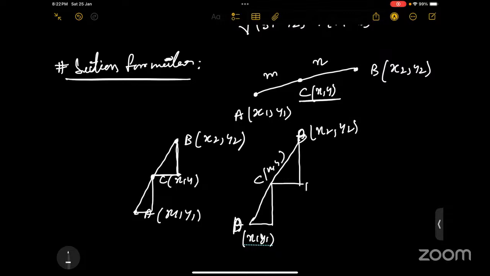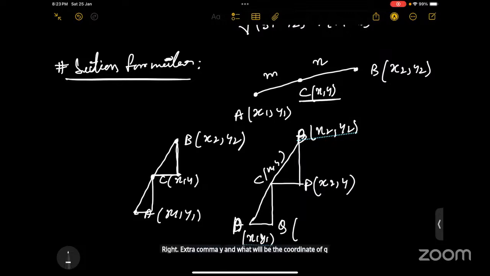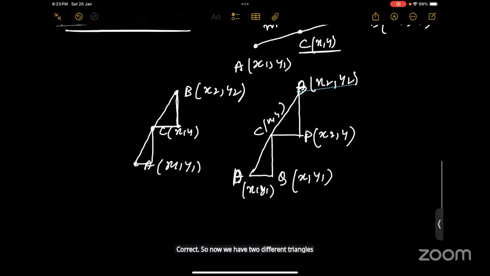Suppose this is our point P. What will be the coordinate of P now? x2 comma y. Right, x2 comma y. And what will be the coordinate of Q? X comma y1. X comma y, correct. So now we have two different triangles. First is triangle BCP.